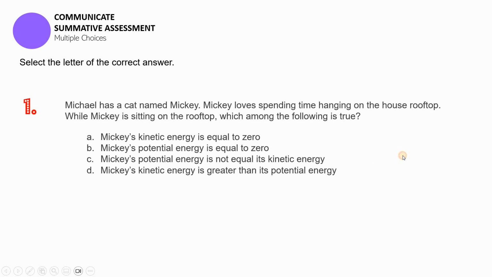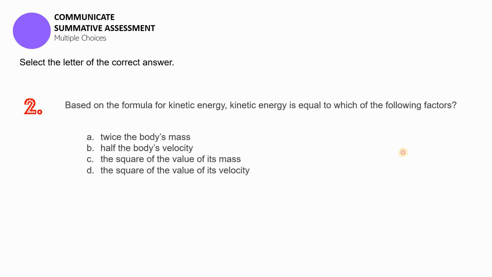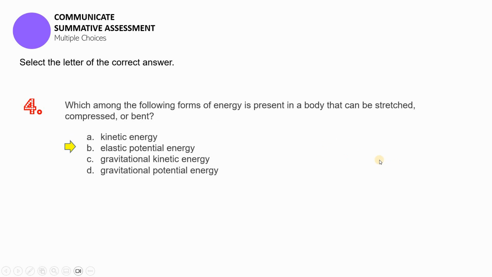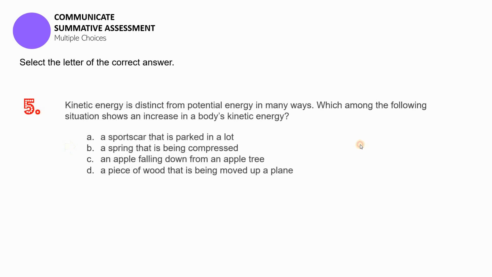Alright, for question number 1, the answer is letter C. For question number 2, the answer is letter D, the square of the value of its velocity, and you can see this in the formula itself. For number 3, the correct answer is letter A, it's 0 Newton meter. For number 4, the correct answer is B. Remember that elastic potential energy is present in bodies that could be stretched, compressed, or bent. And number 5, the correct answer is letter C, an apple falling down from an apple tree.